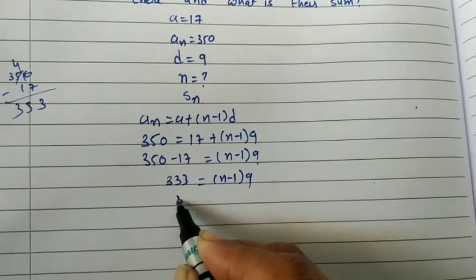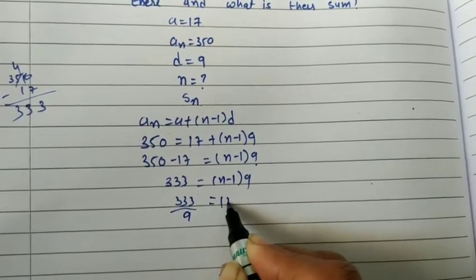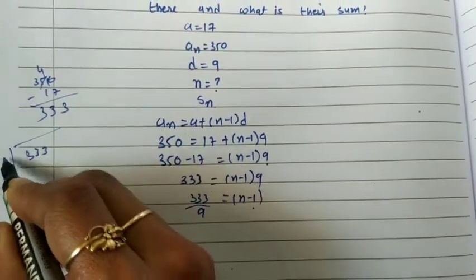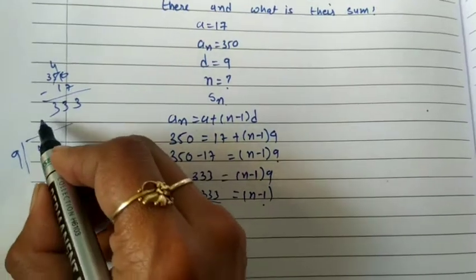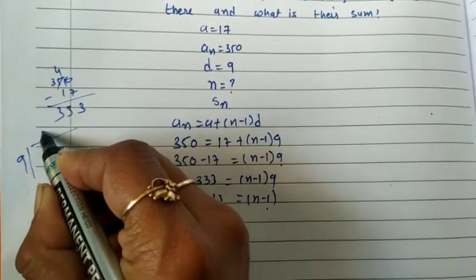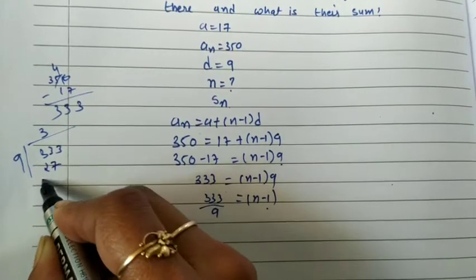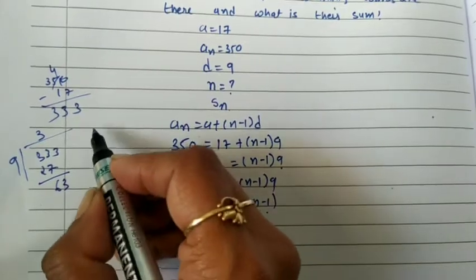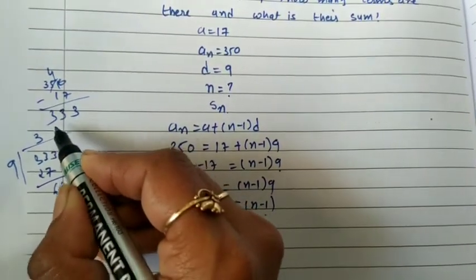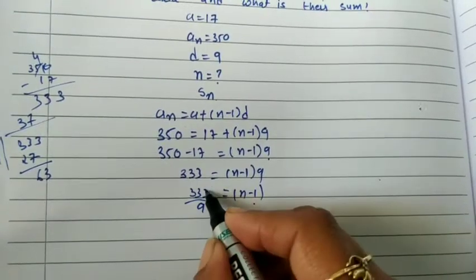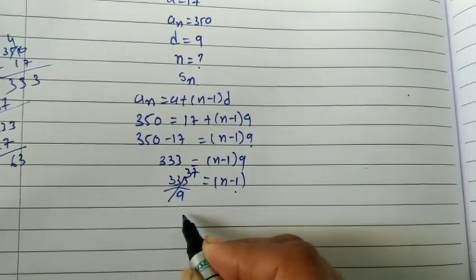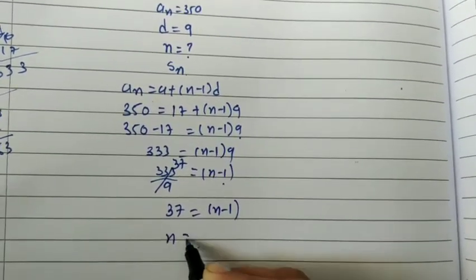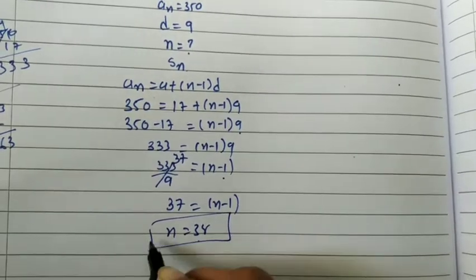Let us take 9 down. So what will it become? Let me divide 333 by 9. 9 threes are 27, okay. So 63 will remain. 9 sevens are 63. So here we will write 37. As you can see, I showed you. So n minus 1 is 37, so n will become 38. That means there will be 38 terms in this whole AP.